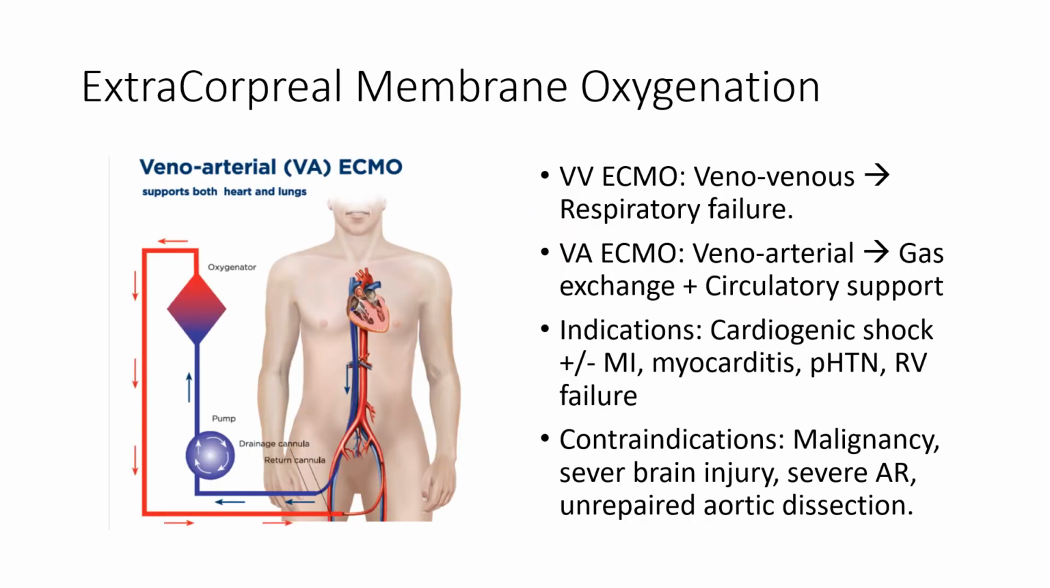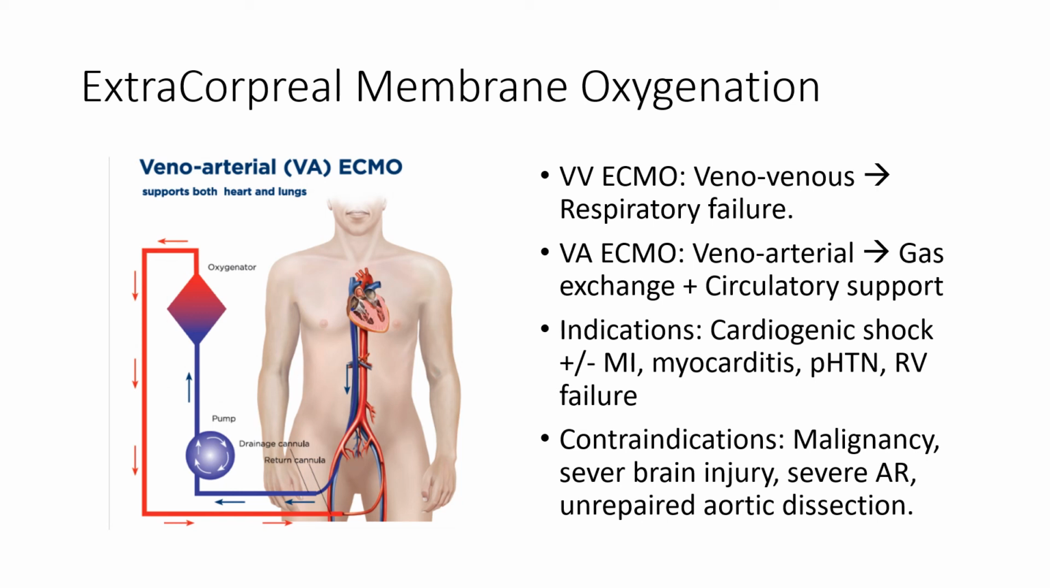So let's talk a little bit about ECMO, extracorporeal membrane oxygenation. Since this lecture is focused on cardiogenic shock, we are going to be talking about VA ECMO, veno-arterial cannulation, which provides both gas exchange and circulatory support. This is different from VV ECMO, which is veno-venous and is used purely for worsening respiratory failure. The indications for ECMO, again, will be cardiogenic shock, plus or minus MI. Could be a number of other conditions as we discussed before.